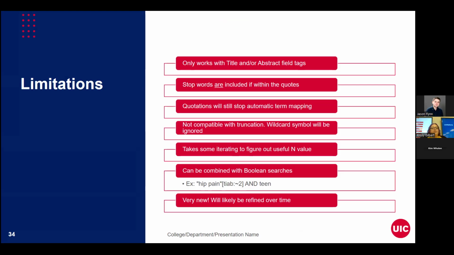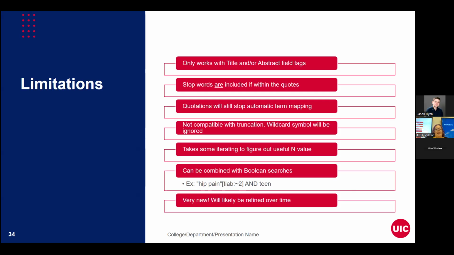All right, limitations of proximity searching. You can only do it with the title and abstract field tags. Stop words are included if they're within the quotes, so that's different from your regular phrase searching. The quotations will still stop automatic term mapping. It is not compatible with truncation, which I believe we'll talk a little bit more about later. So if you use a wildcard symbol like an asterisk, that will just be ignored.